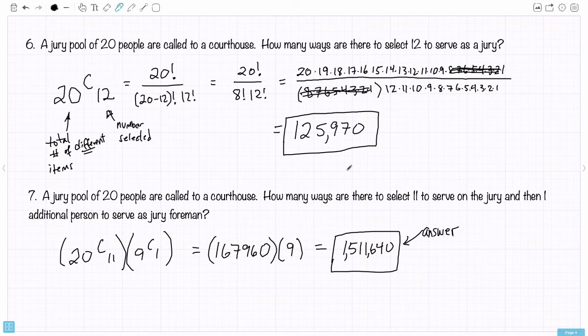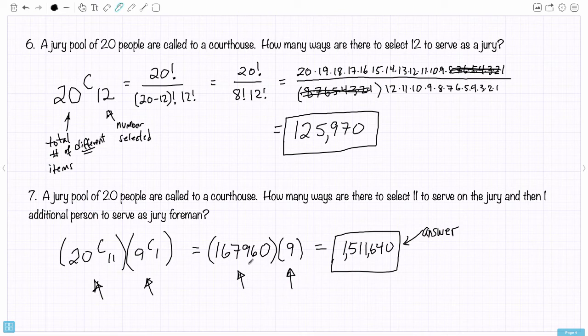I'll comment also that we're really mixing together 2 counting techniques. The first obvious thing that we're using is the combination principle. But I'm also using on top of that a multiplication principle because I'm multiplying these 2 values together. I'm multiplying the 167,000 ways of picking 11 people from the 20, and from every one of those 167,000 different ways, each one of those I could go 9 different ways when I pick that last person, that 12th person, to be the foreman.